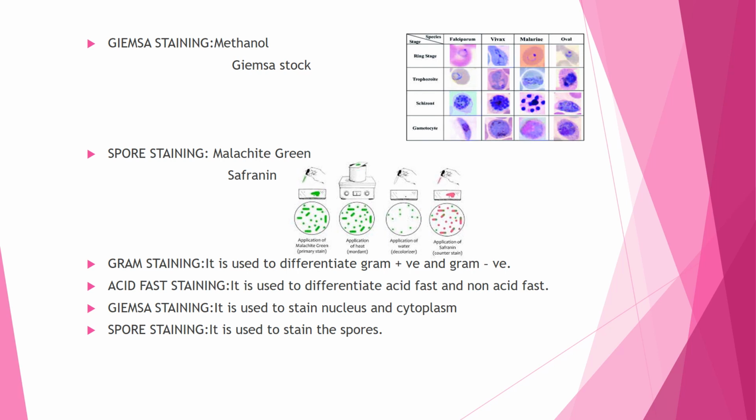Next is the spore staining. In spore staining, malachite green and safranin are used. Malachite green will give the green color, whereas safranin gives the pink color. Pink color is also known as the counterstain. Spore staining is used to stain the spores, whether these are vegetative spores or endospores. Gram staining is used to differentiate gram-positive and gram-negative. Acid-fast staining is used to differentiate acid-fast and non-acid-fast. Giemsa staining is used to stain nucleus and cytoplasm, whereas spore staining is used to stain the spores.